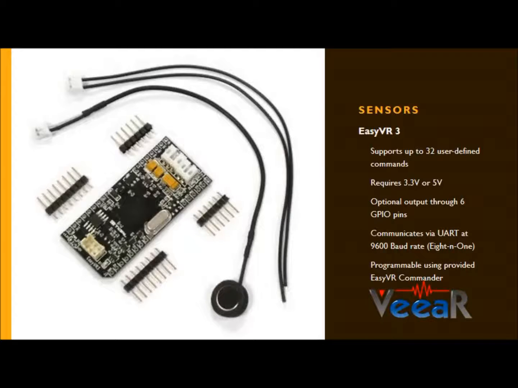The main sensor for our system is the EasyVR3. This module provides an abstracted solution to voice recognition. Some aspects of this module are: it supports 32 user commands, it operates at 3.3 or 5 volts, it has 6 general-purpose I/O pins, communication is done via UART at 9600 baud using 8-bit data, no parity bits, and 1 stop bit, and it can be programmed using the provided EasyVR Commander to load custom commands. Programming the module can be made relatively easier through the use of the EasyVR Arduino libraries.